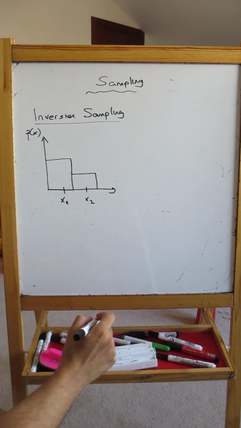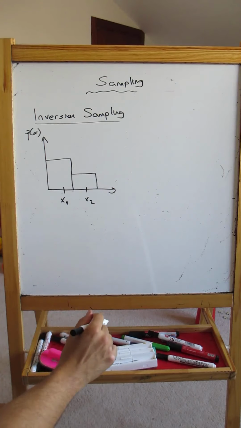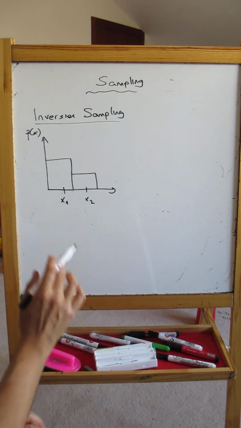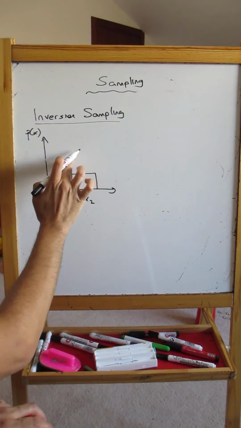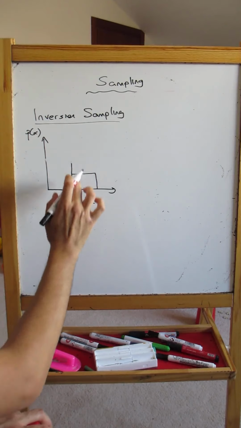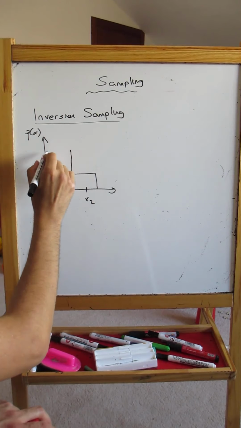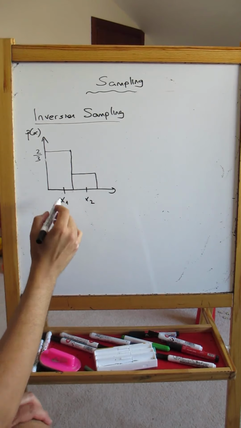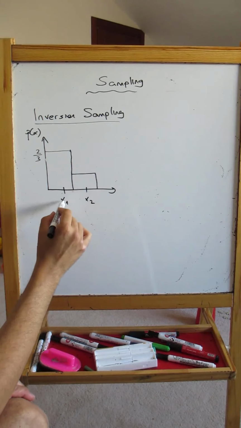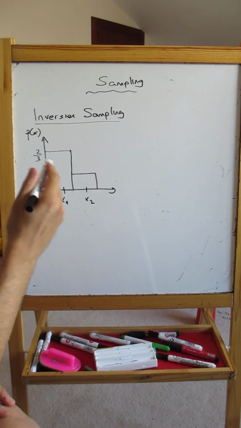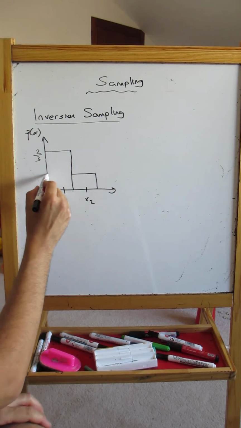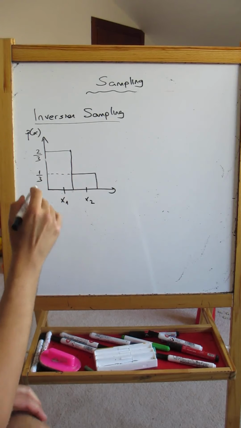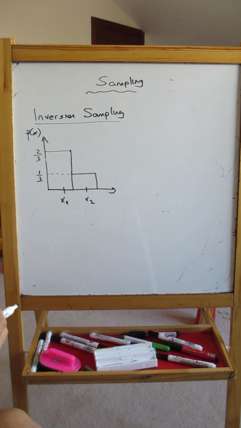Okay, now imagine that I have my PDF like that. Let's say this is the probability of this one. Maybe I can draw this a little bit larger here. I can extend this here. Let's say the probability of x1 is 2/3. It has higher probability, and the probability of x2 is 1/3.